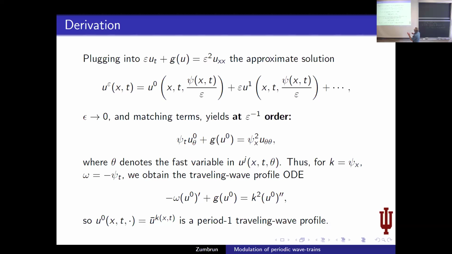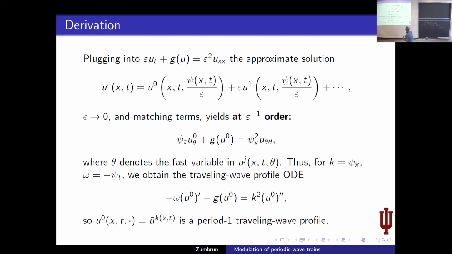Well, okay, so here, theta is the fast variable. I don't want to always talk about psi over epsilon. I'll just call this the theta variable, and psi over epsilon happens to be there. Okay, so when you write it like this, then all the epsilons come out and you can compare them. Okay, so what should this be? Well, if we set k equals psi x, omega equals negative psi t, and plug those in, we get the traveling wave profile ODE.